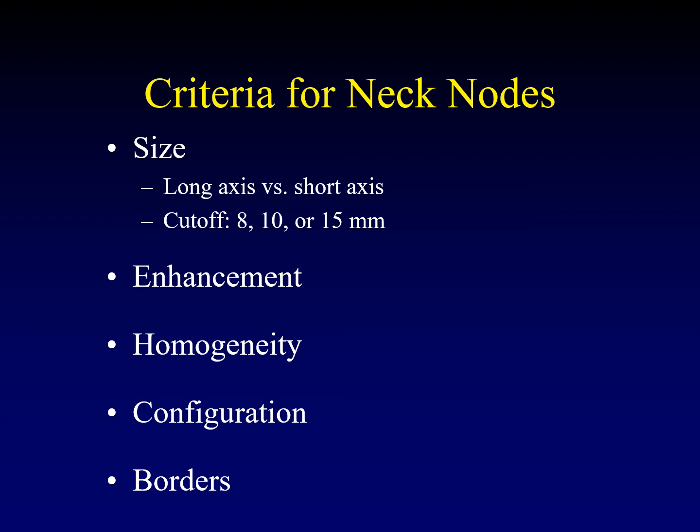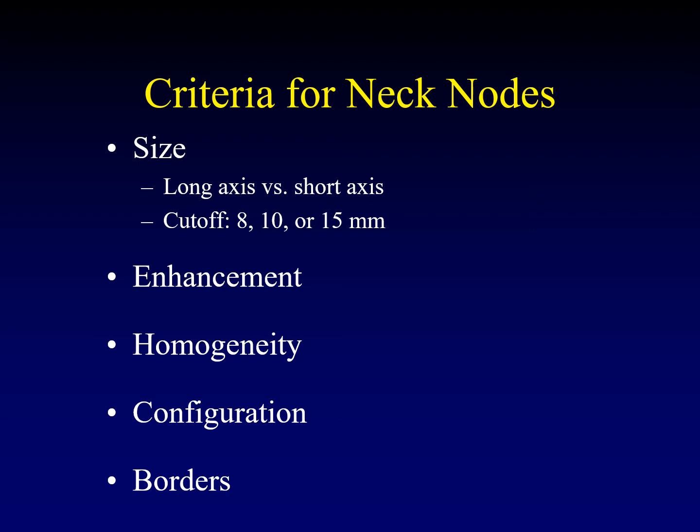Configuration, this is my favorite. My favorite criterion is configuration. Normal nodes have a reniform configuration. They are shaped like kidneys. They have a central hilum, they have fat headed into the hilum, they have vessels headed into the hilum. Sometimes that's hard to appreciate on a single axial cut if the lymph node is oriented vertically and you get a cross section that doesn't show you the hilum. But if you take the whole thing together, you should be able to find a hilum and a reniform configuration.